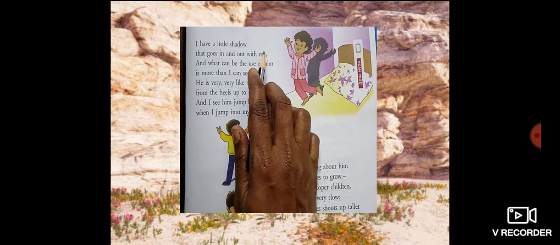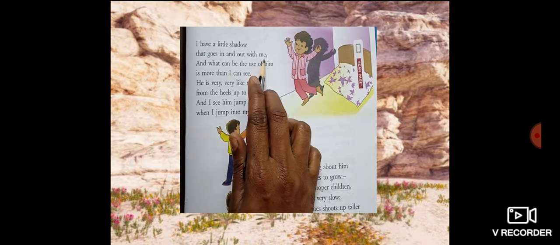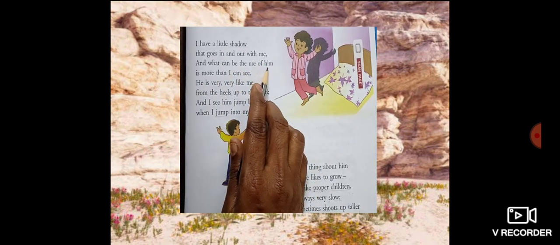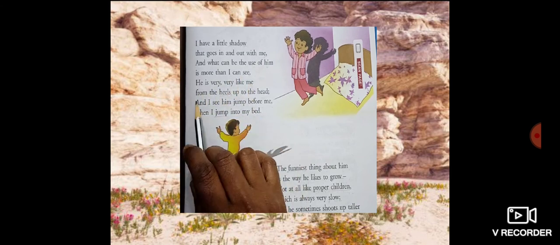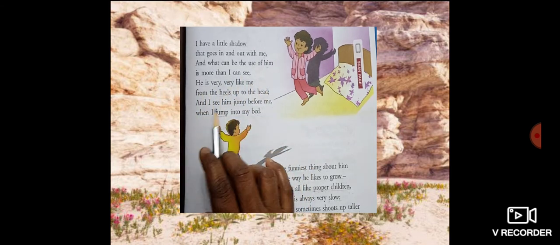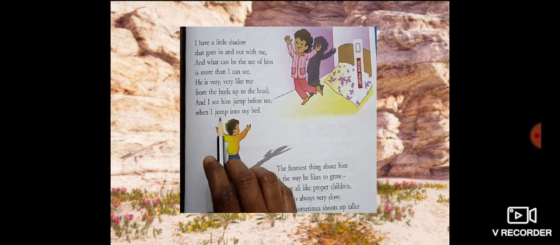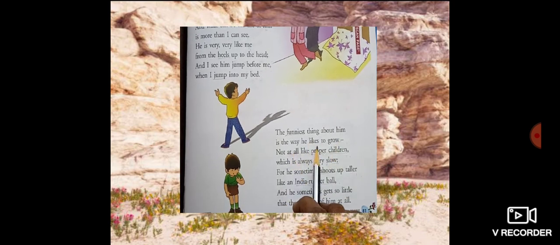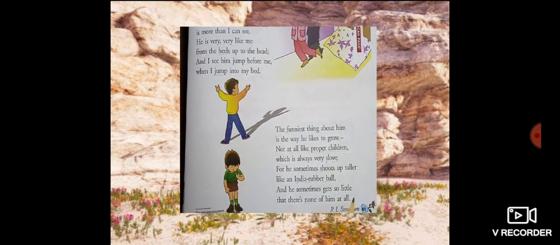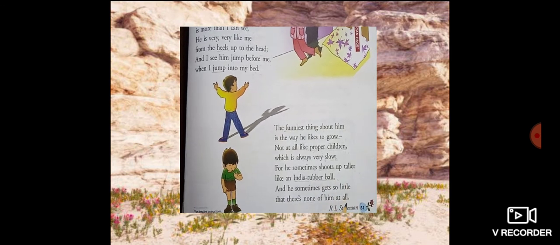I have a little shadow that goes in and out with me. And what can be the use of him is more than I can see. He is very, very like me from the heels up to the head. And I see him jump before me when I jump into my bed. The funniest thing about him is the way he likes to grow. Not at all like proper children, which is always very slow. For he sometimes shoots up taller like an India rubber ball. And he sometimes gets so little that there is none of him at all.